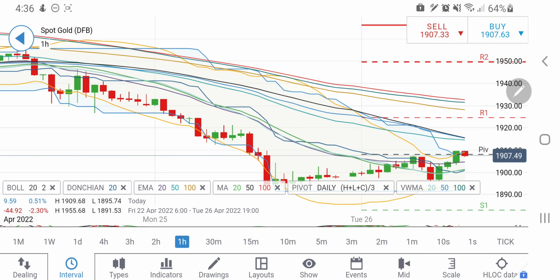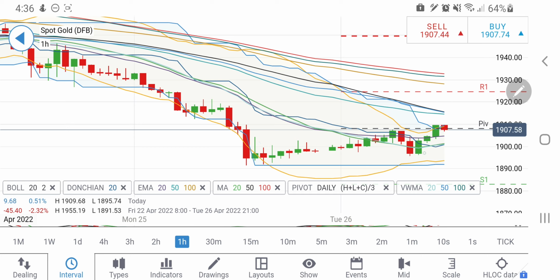And if you look at the hourly charts, similar is the story. The support is now at around 1900 and 1903 levels. Probably it may try to sustain the support at 1903 and 1900 levels, and with that it can try to reverse again. That is what is expected.